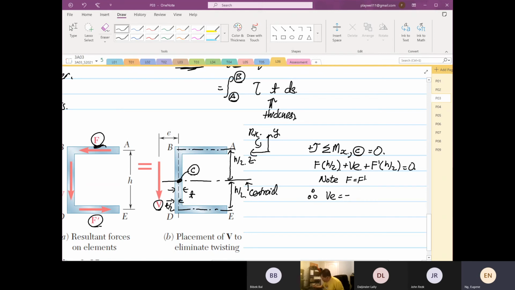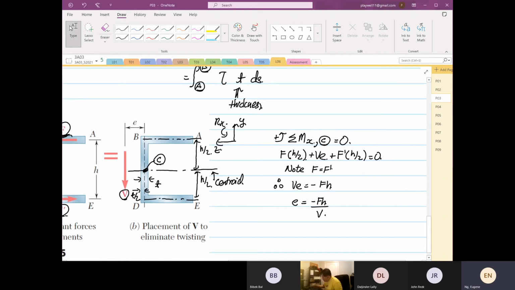Minus FH, right? FH, yeah, is equal to minus, and E is equal to minus FH over V, right? So over here, this is the magnitude of the shear center. The fact that it's minus is because it's going towards the what? It's going towards the left.